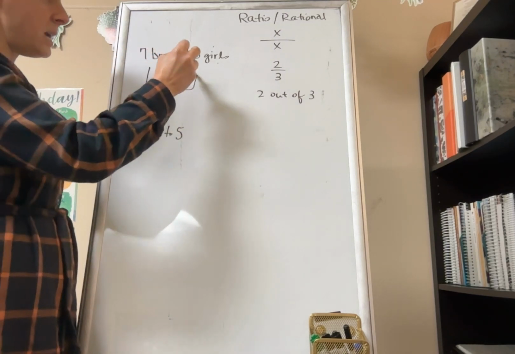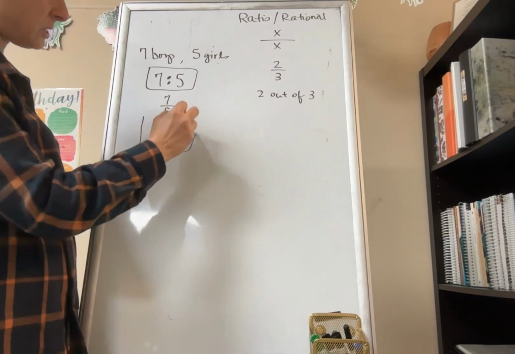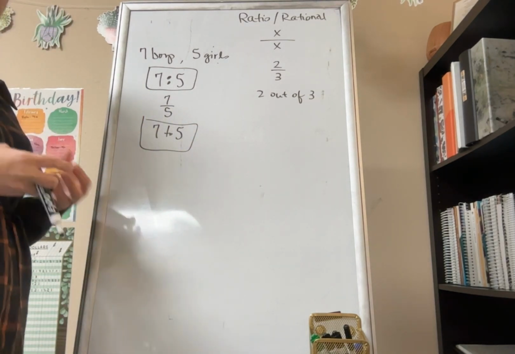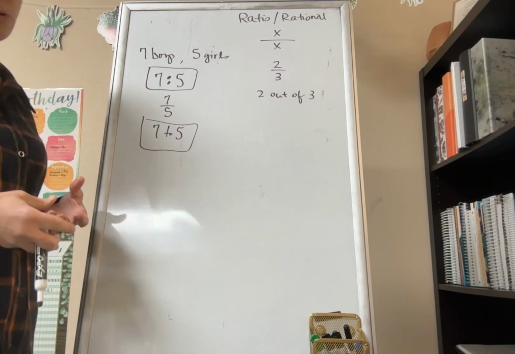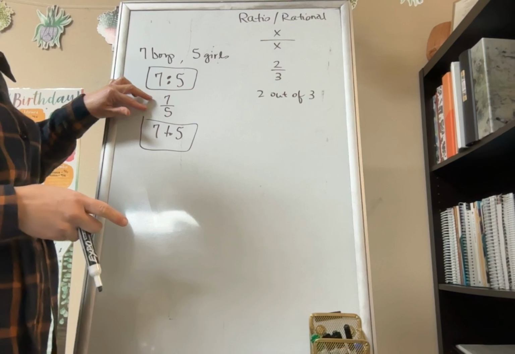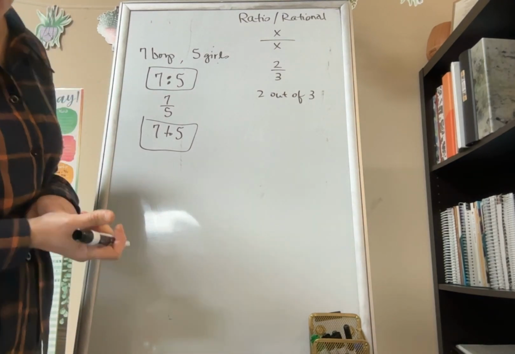This way right here is sometimes seen in word problems, and this right here might also be seen in word problems. But typically when you're actually doing the work that you need to do, doing some computations with a ratio, you're going to write it as a fraction. That's the form you're going to use when you're doing a computation.